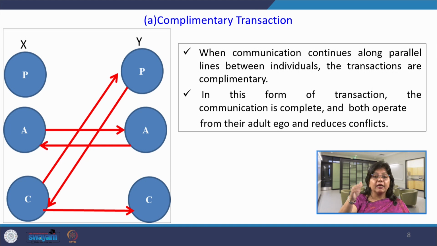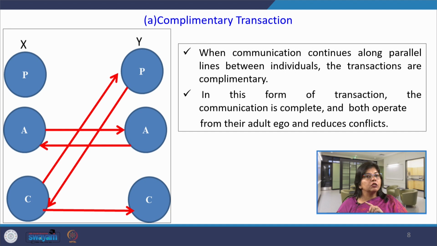For example, X and Y, they are two supervisors, or maybe one is supervisor and the other is the assembly line worker. So, X is operating with his adult ego state and Y is also operating with his adult ego state. X would say, how many units have you manufactured till now? Y as an assembly line worker would indulge in complementary transaction and say, I have produced 50 units in an hour.